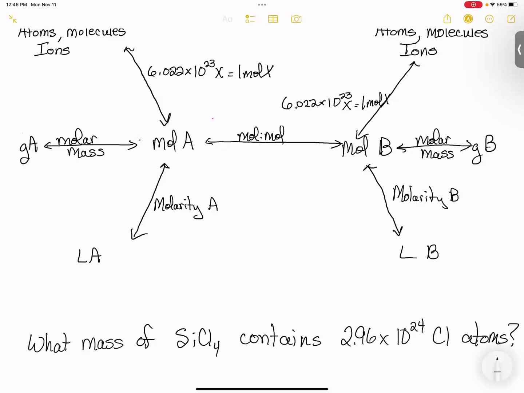Were SiCl4 and Cl the same element or same substance? No. So where am I going from here? Mole to mole, because I had two different substances. And what do I want? Mass, which is? Well, I'm going to need the molar mass to get to mass. So these are the three conversion factors you need. You need Avogadro's number, you need a mole to mole, and you need the molar mass. In that order.